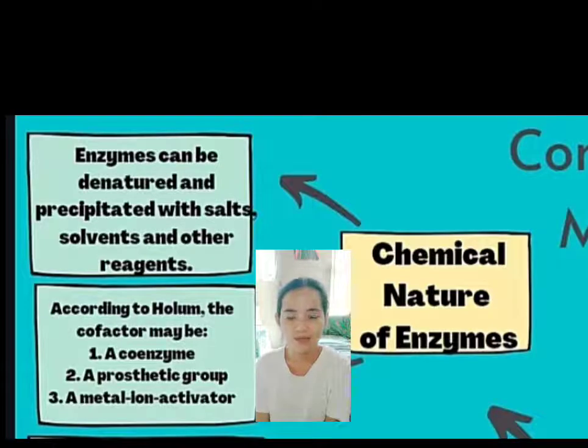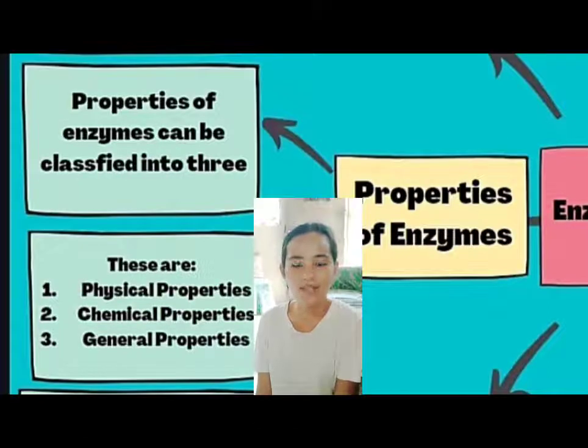For the chemical nature of enzymes, enzymes can be denatured and precipitated with salts, solvents, and other reagents. This entire active complex is referred to as the holoenzyme, which includes the apoenzyme or the protein portion, plus the cofactor or the coenzyme, prosthetic group or metal ion activator. According to Holm, the cofactor may be number 1, a coenzyme, number 2, a prosthetic group, and number 3, a metal ion activator.